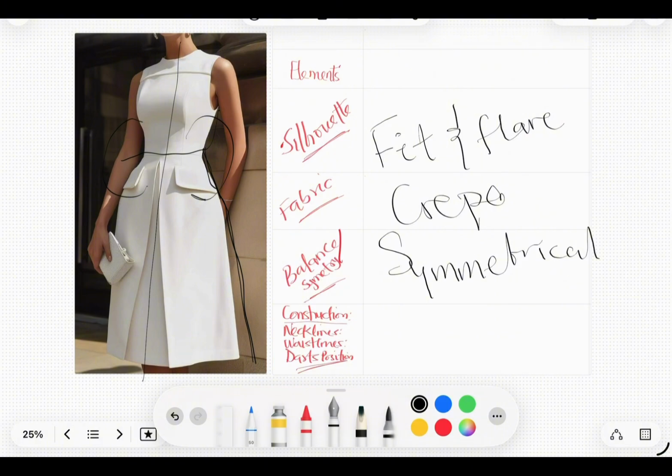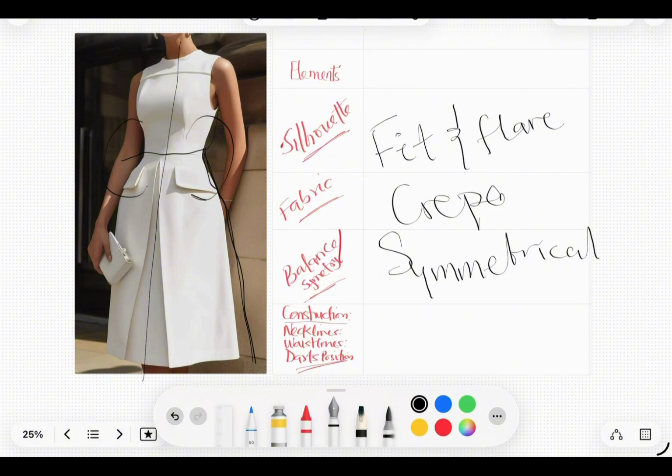And then the constructions, we can see that we have a very high neckline. Most likely the body's neckline is just left like that, or maybe not more than 1 centimeter is reduced round from the shoulder point to the CF.